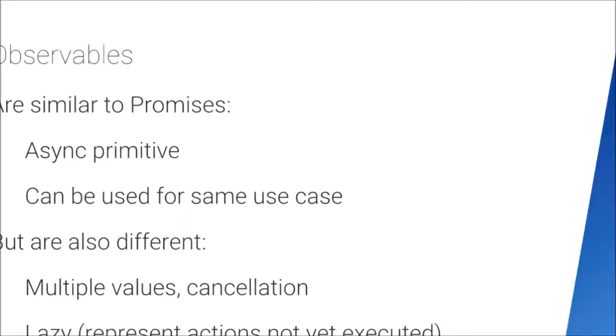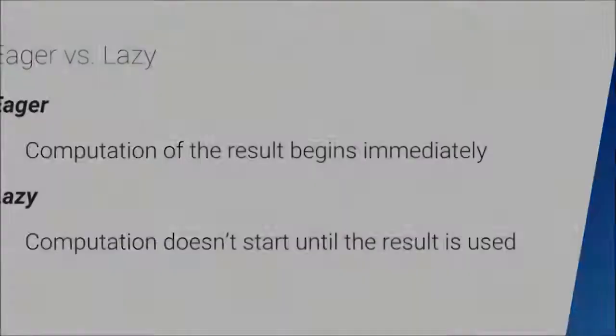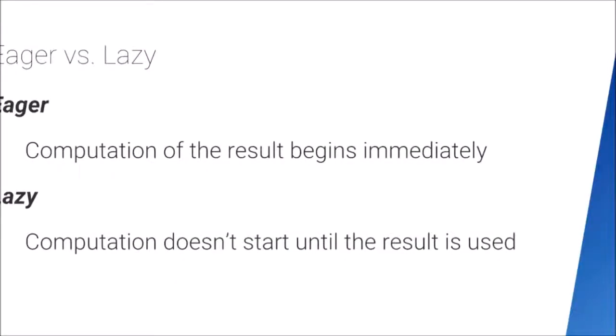So observables, as you probably have heard, they support multiple values, and you can cancel them. And those are useful distinctions. But the real thing that sets them apart is their laziness, right? A promise represents an action which has already begun, and we're waiting for it to complete. An observable, on the other hand, represents an operation that hasn't even started yet. So let's go ahead and define these two terms a little more rigorously.